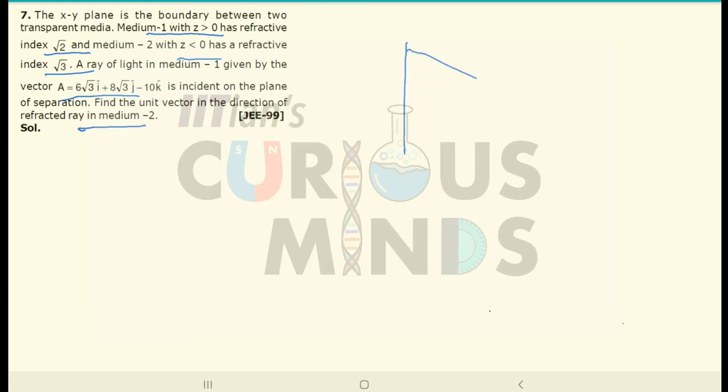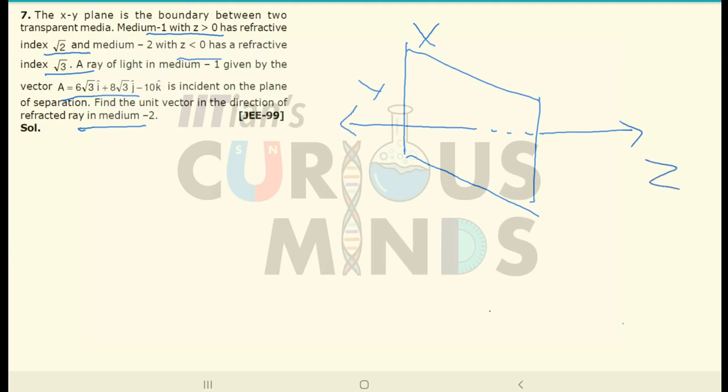If I draw this in 3D, this will be the xy plane over here, and there will be an axis perpendicular to this, the z axis. Now a ray of light is making a certain angle, let that angle be i, and its vector form is given over here, 6 root 3 i cap plus 8 root 3 j cap minus 10 k cap. For this ray, the z axis will be the normal. So let us first find the angle made with the z axis.